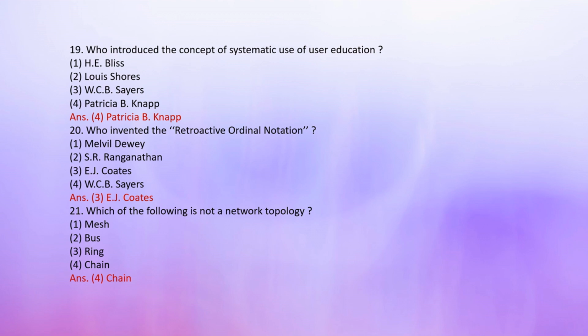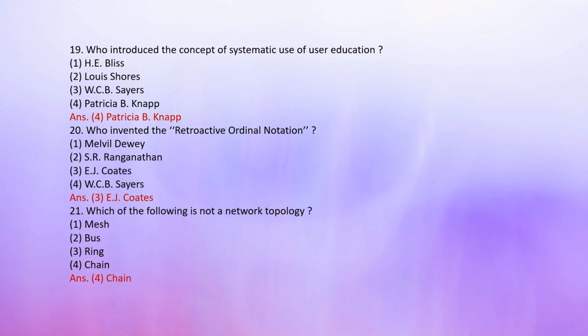Number 19. Who introduced the concept of a semantic use of user education? Number 1. H.E. Bliss. Number 2. Louis Source. Number 3. W.C.B. Sayers. Number 4. Patricia B. Knapp. And correct answer is 4. Patricia B. Knapp.